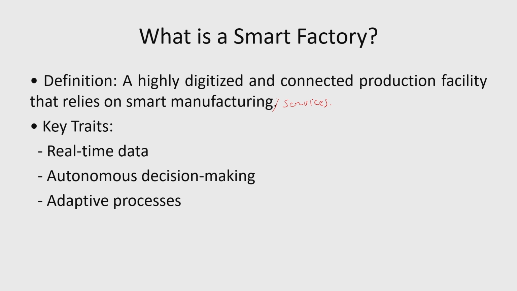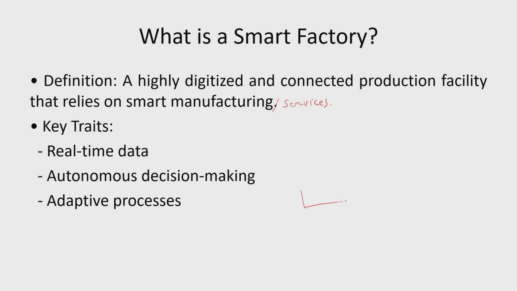So highly digitized and connected production facilities, basically digital manufacturing, fall under this topic, and it relies on smart manufacturing. The key traits are that real-time data is collected, autonomous decision making can be done, and at the same time you have an adaptive process.